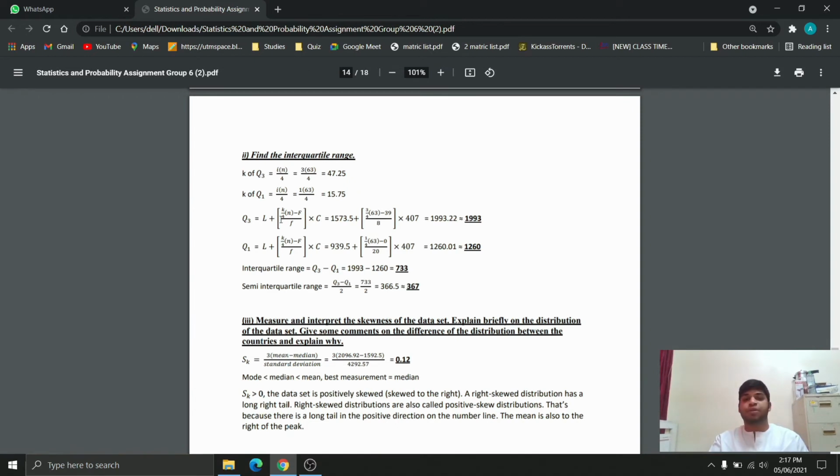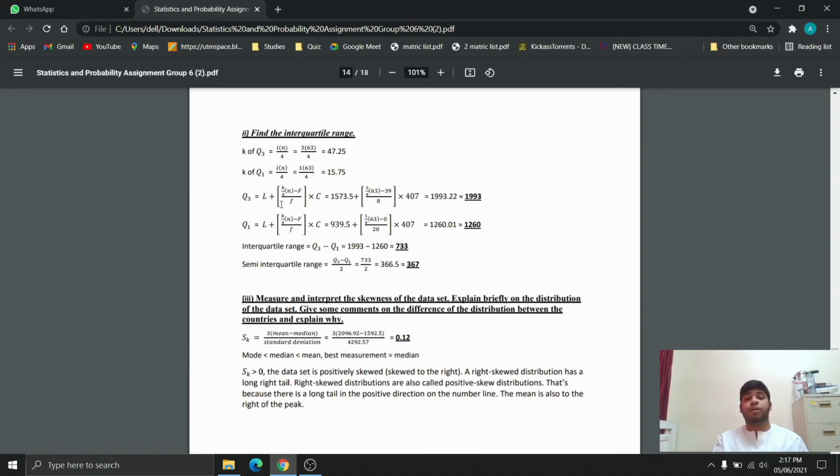For that, first we need to find the k of Q3, that is the third quartile. We use this formula, where n is the number of observations, which remains the same, but i is the number of the quartile which we're using. Here we're using the third quartile, so you will use the number 3. Here we are using the first quartile, so we will use the number 1. After that, we find the k. We use this k value in the actual formula to find the third quartile and the first quartile.